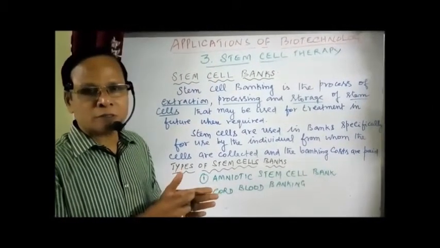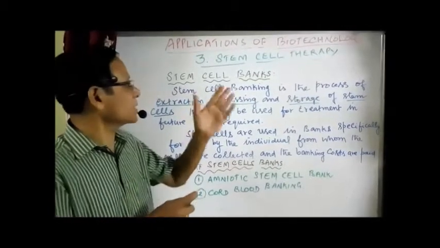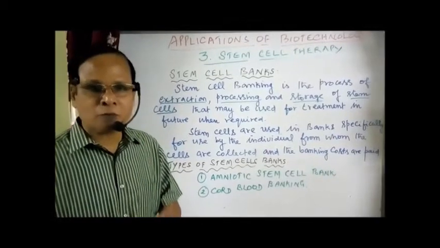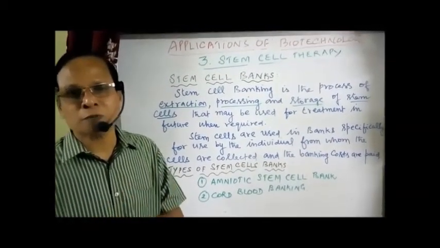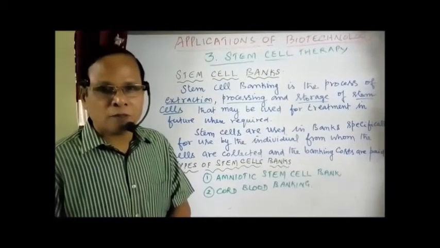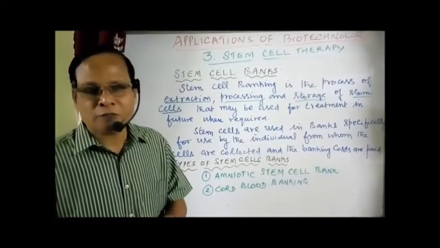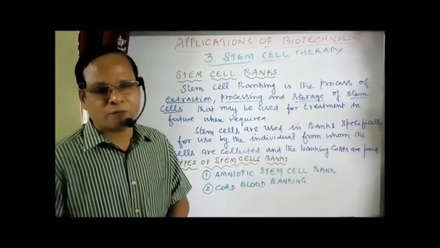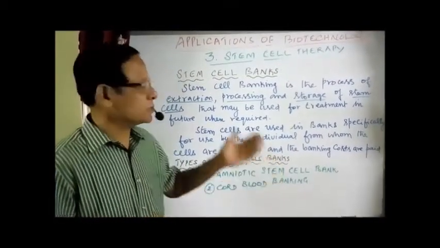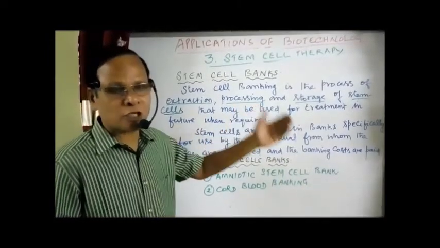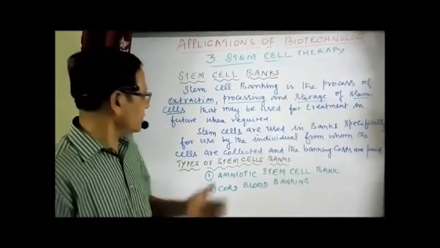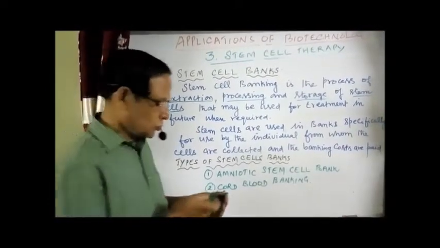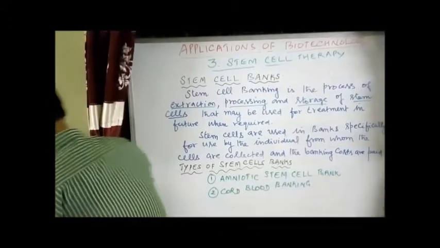Now what is the importance, and what is stem cell banking? Stem cell banking is nothing but the extraction of the stem cells, then processing of the stem cells and storage of stem cells for future use, mainly for treatment. That is, when there is a requirement in future, the stem cells which are stored in banks are taken and used. Stem cells are normally stored in banks.